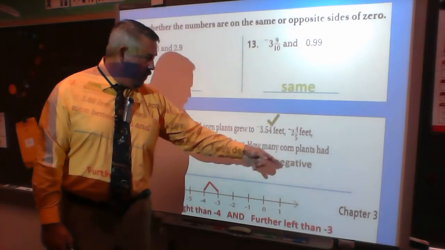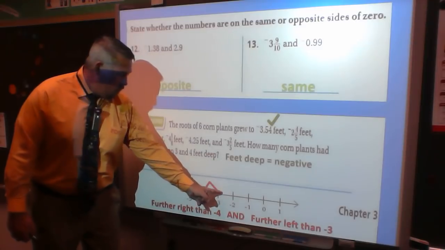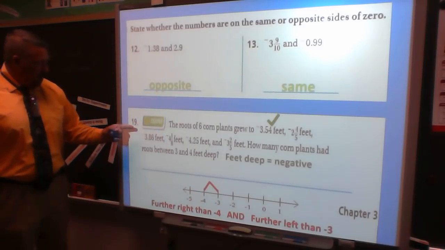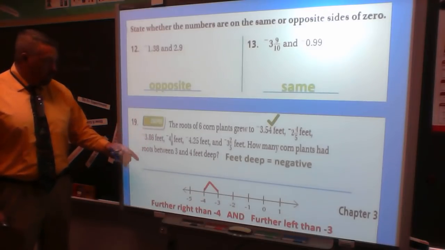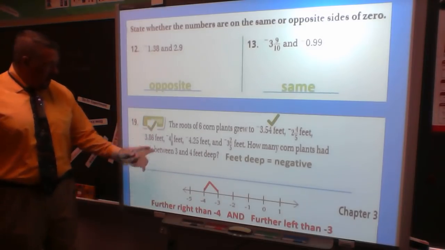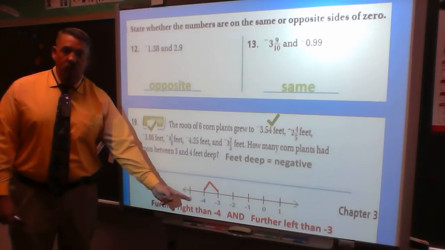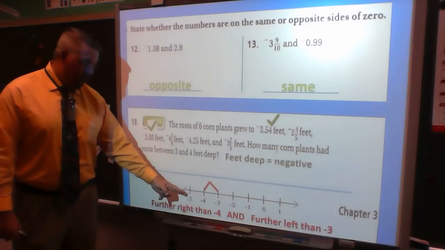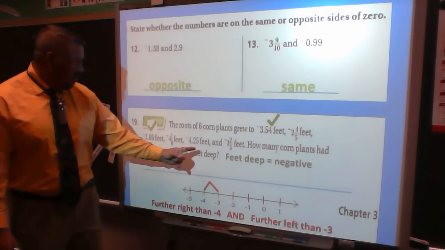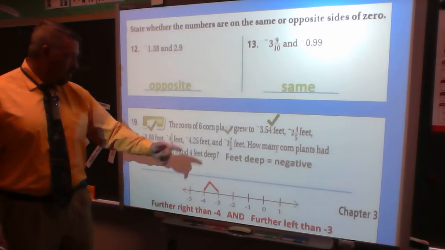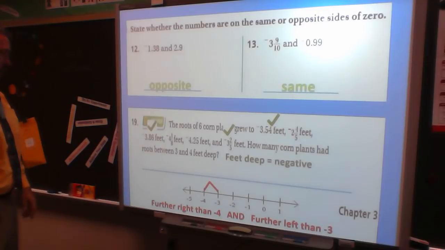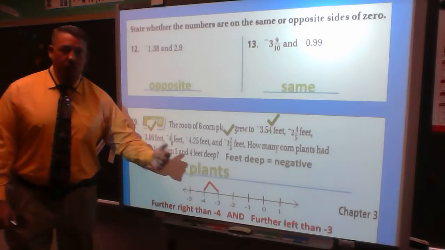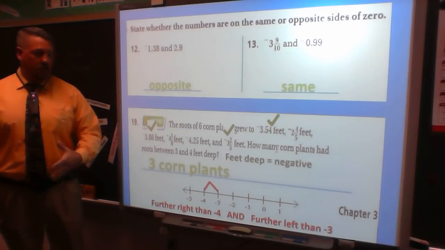How about the -2 and 4/5? No, that's going to be over here. Doesn't quite get to the -3. So that doesn't work. How about -3 and 86 hundredths? Yep, that one works. -4 and 1/8. No, it goes too far. That one doesn't. -4 and 4/25. That one goes too far. -3 and 2/5. Yeah, that one works. So how many corn plants have roots between 3 and 4 feet deep? 3 corn plants. Just answer the simple question.